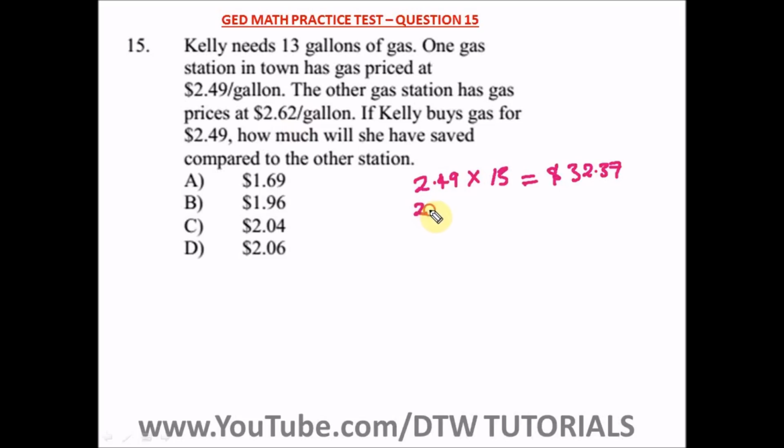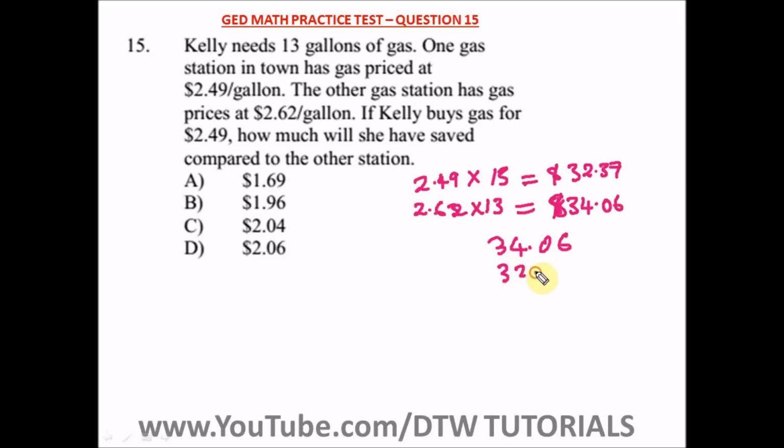And how much will it cost for her to get the 13 gallons of gas at $2.62? So this will be $2.62 times 13. And if you punch in your calculator, you're going to get $34.06. So to know how much you will save compared to the other station which sold at a higher price, we'll just subtract $32.37 from $34.06.